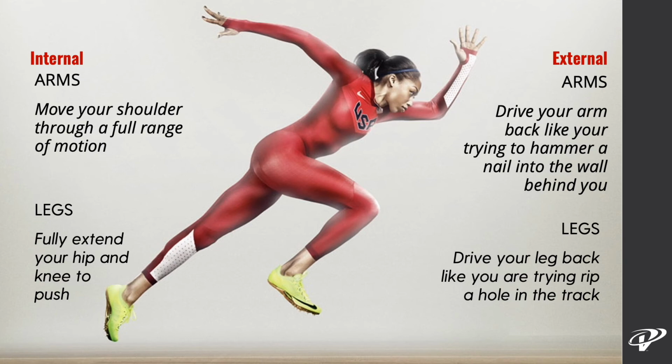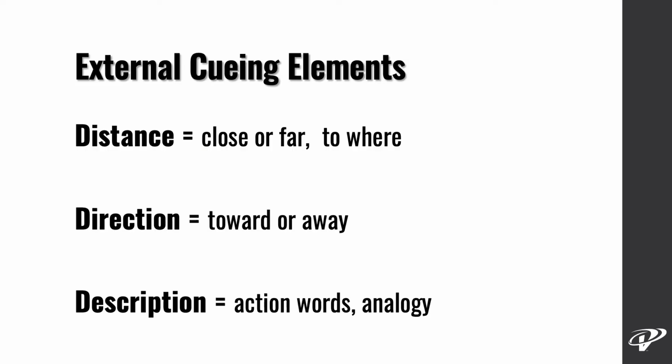So internal versus external cues. Place for both, but we should be much heavier towards the external side, especially as time goes on and we have a more advanced learner. So when forming an external cue, there's a few key elements. We'll usually talk about distance, direction, description, all three, or maybe emphasizing one of those. But those are how we build it.